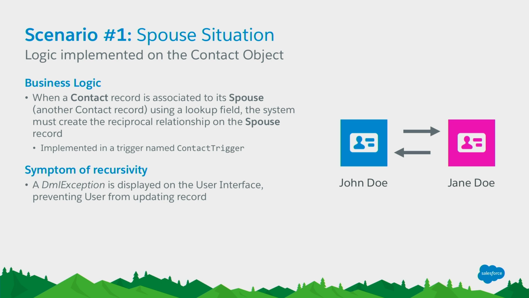So in this scenario, the symptom that we have of recursivity going on is that there is a DML exception or an error that is displayed on the user interface, like I showed in the previous slide, that is preventing the user from going forward. So it's preventing the user altogether from creating new records or updating records.